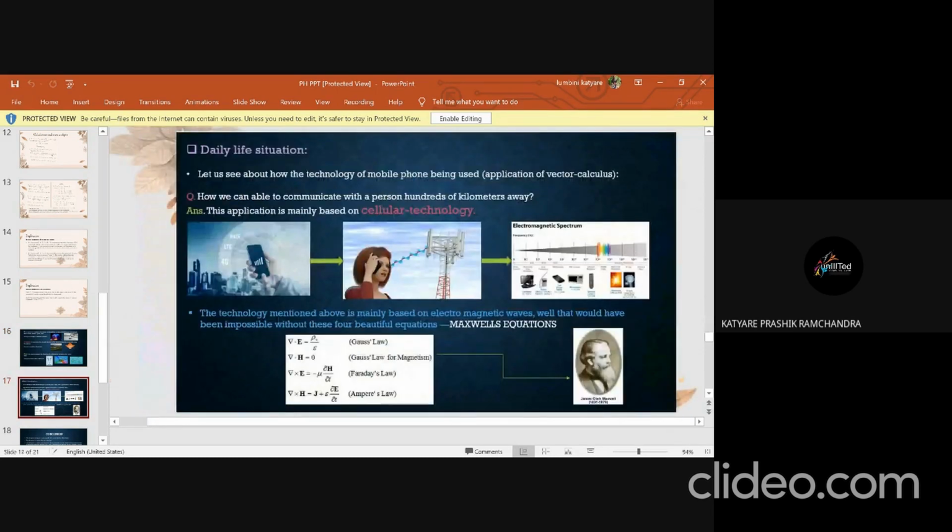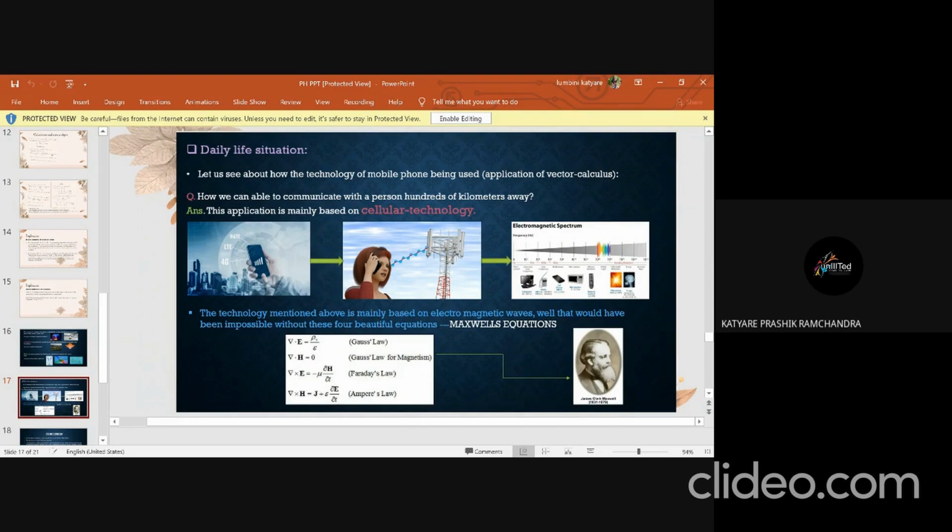Real-life situation. Let us see how the technology of mobile phones is used. It is based on the application of vector calculus. Here is the question: how are we able to communicate with a person hundreds of kilometers away? Well, this application is mainly based on cellular technology.